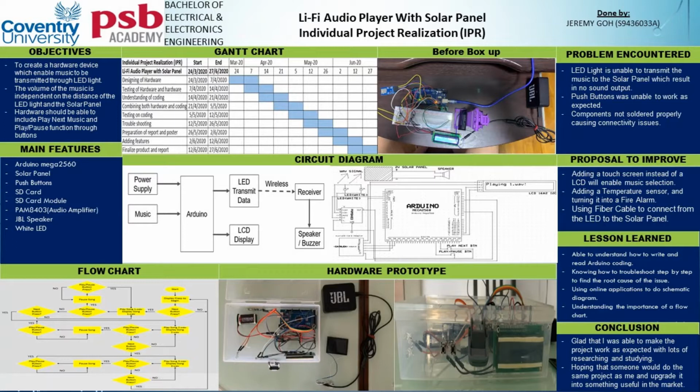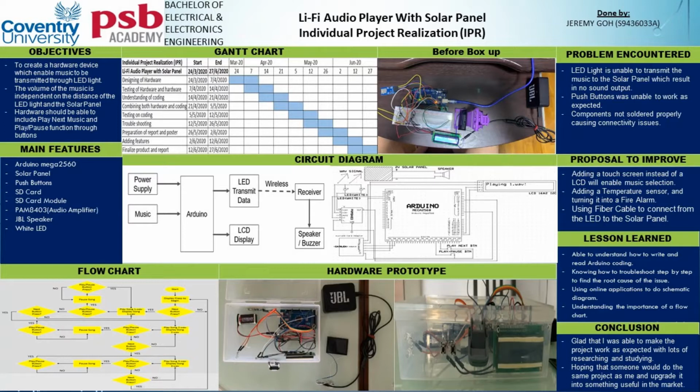So basically this is my block diagram. Power supply and music will be going with my SD card. My SD card will be holding the music for the Arduino. The LCD displays, and the LED will transmit data wirelessly to the receiver, which is my solar panel, and then to the speaker. Okay, so this is my schematic and my hardware prototype, which will be shown more in the final video.